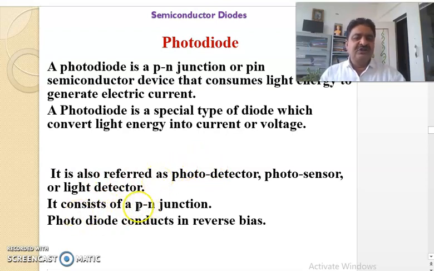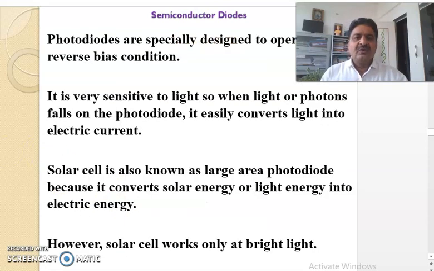It consists of a PN junction. Photodiode conducts in reverse bias. Already we have seen in the previous classes about biasing, what is forward and what is reverse bias. A simple diode conducts in forward bias. Photodiode conducts in reverse bias. This one has to remember. Photodiodes are specially designed to operate in reverse bias condition. It is very sensitive to light, so when light or photons fall on the photodiode, it easily converts light into electric current.